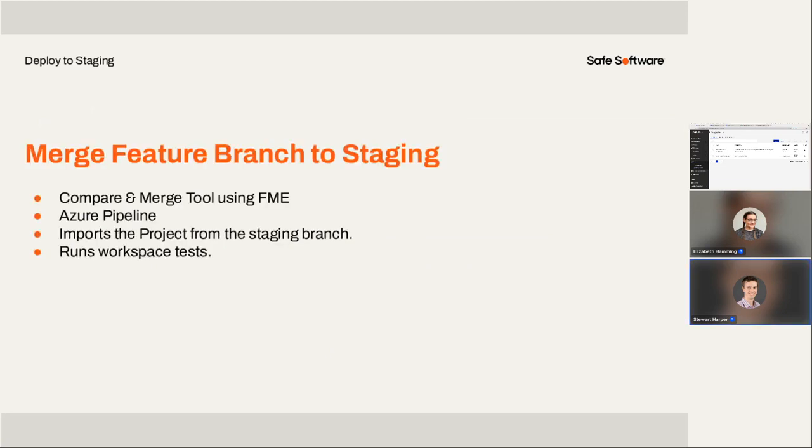So let's get started. We're going to use the compare and merge tool, Azure Pipelines, to automate the deployment to staging. And then we're going to import the project from the staging branch directly. Okay, before I do that though, first thing I need to do is take the project that I've just downloaded, and this is my GitHub repo here. So I'm going to delete that, and I'm going to add that in.